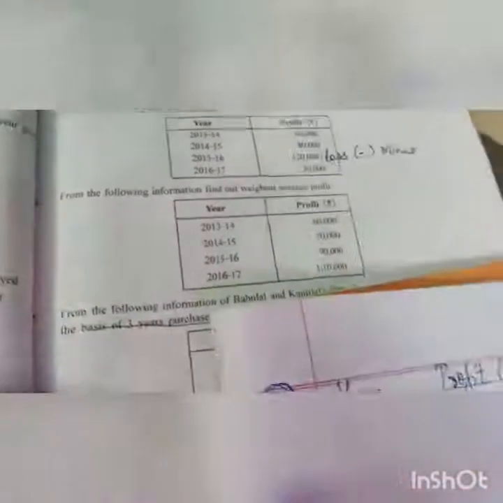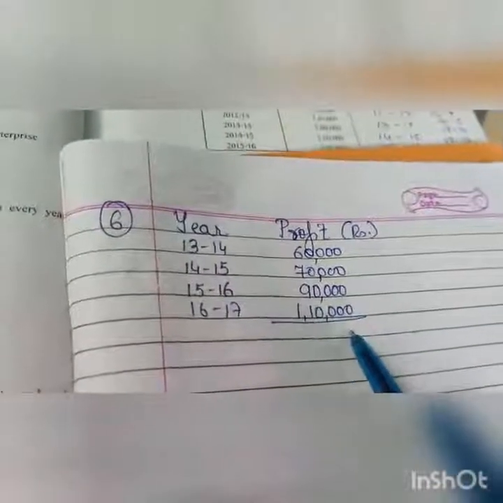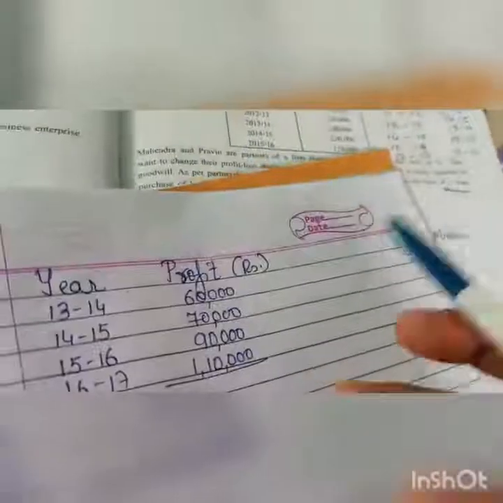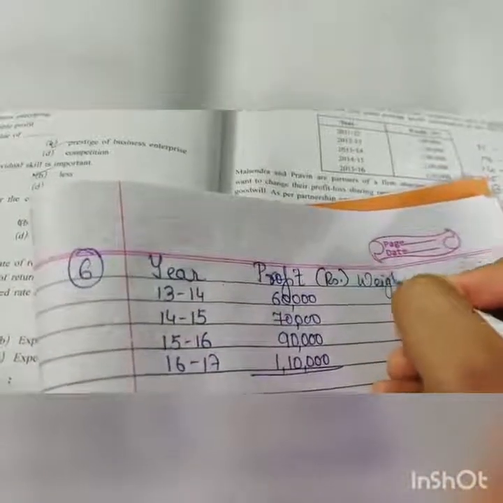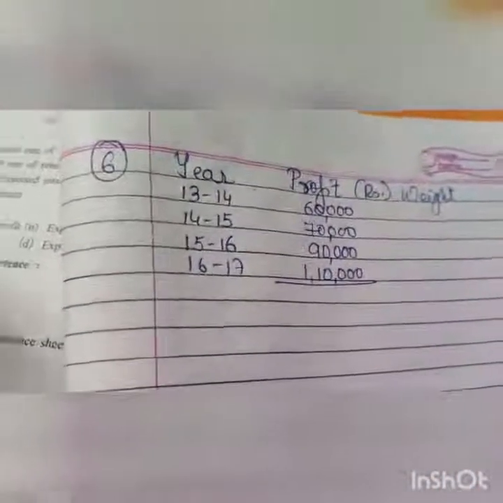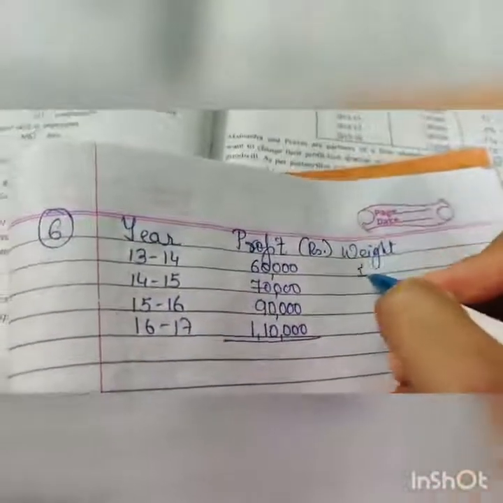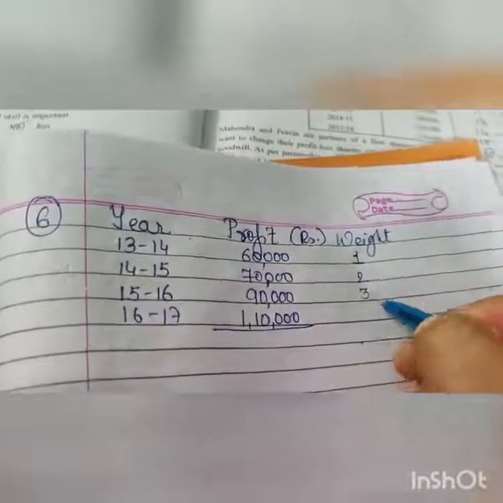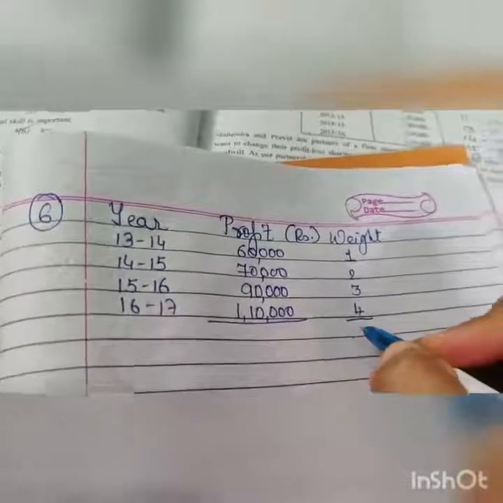Okay, so now we'll do the sum. See here I have written year and profit. Okay, so this is the condition. Now what will we add here? We will write down here weight. And I have told you that every time the years should be arranged properly. Okay, so when we write down the weights, they are 1, 2, 3, 4. The total of this comes to 10.